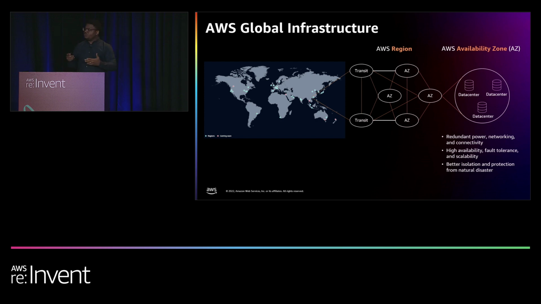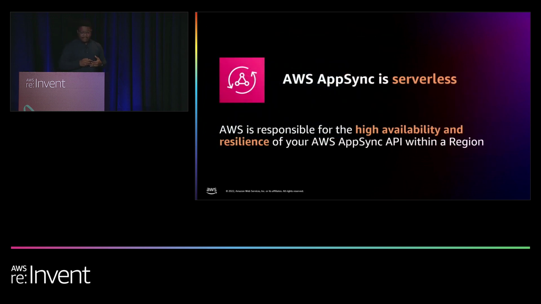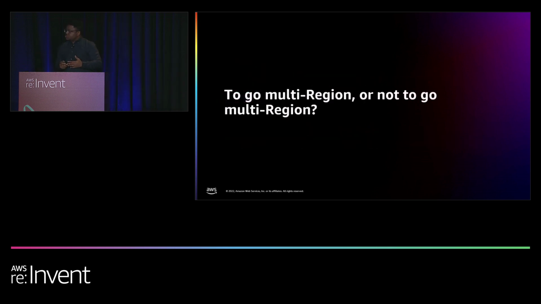But how does this relate to AppSync? AppSync is serverless. So what this implies is that AWS is responsible for the high availability and resilience of your AWS AppSync API within a region. You don't need to worry about that. It's managed for you by AWS. So the question you need to ask yourself then is, do I really need to go multi-region, or can I run my AppSync API in one region? First, let's look at some of the reasons not to go multi-region.